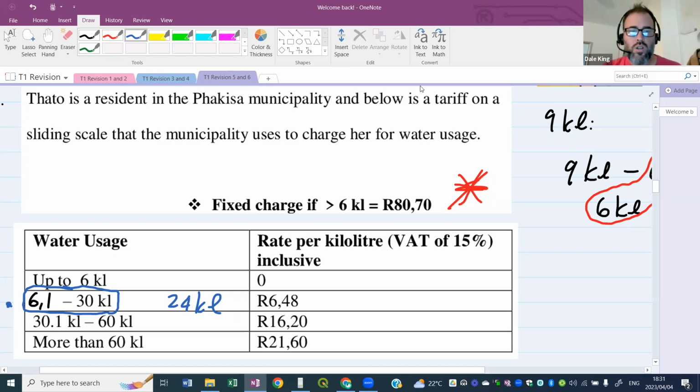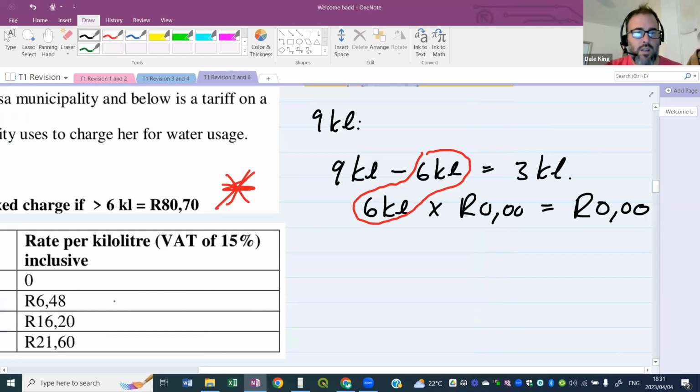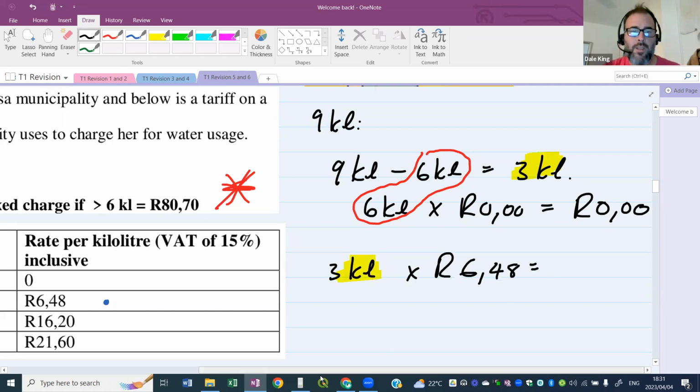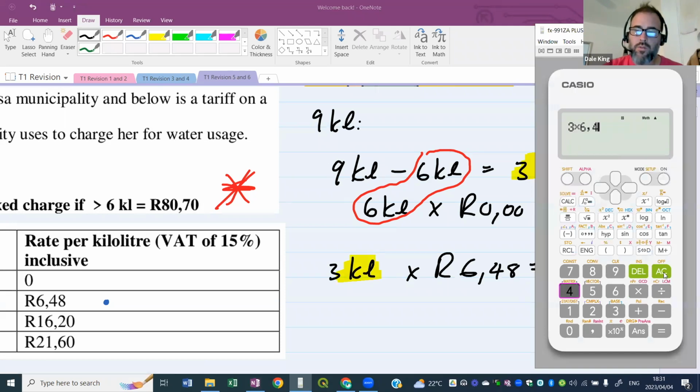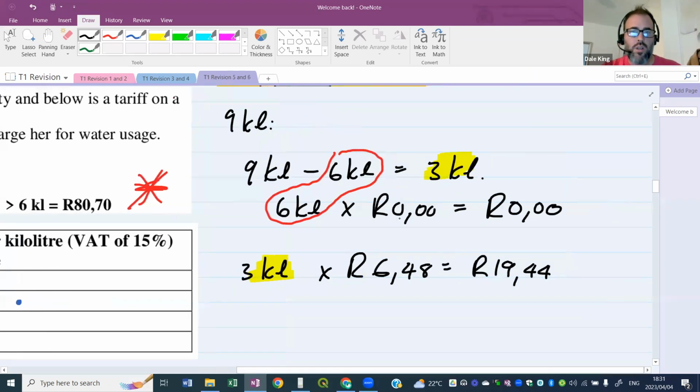So now we're going to charge that last 3 kiloliters that we have at the second bracket's rate, which is R6.48. You see this 3 that we have remaining? This is the 3 I'm talking about. Let's get the calculator here. So 3 times 6.48 is 19.44. Our first 6 kiloliters were charged at R0 because they're free. The last 3 that we have remaining must be charged at the second bracket rate, and that gets us a total of 19.44.